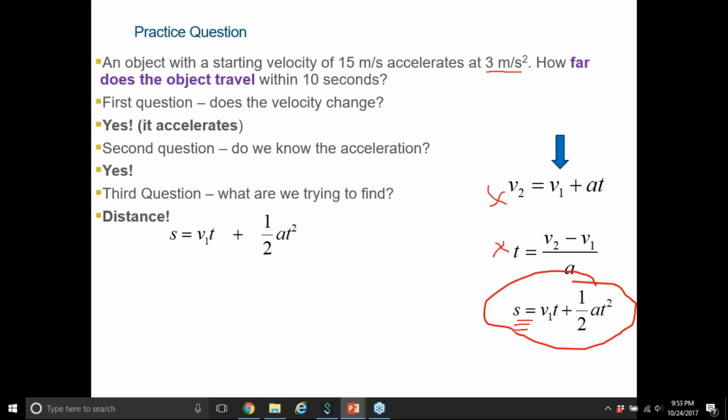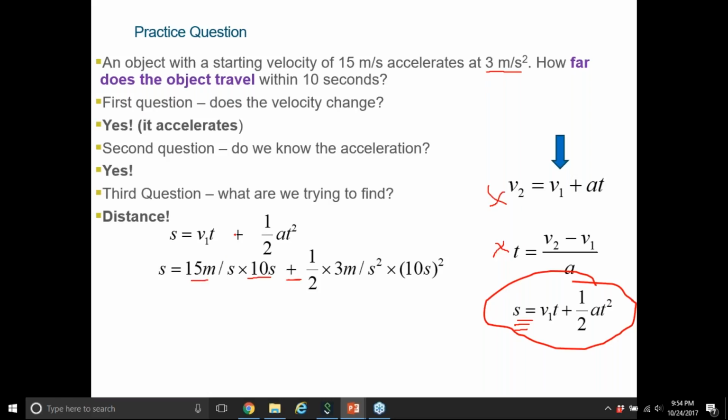Now it kind of looks like a messy formula, so let's look at what we have. We have distance equals starting velocity times time plus 1/2 acceleration times time squared. Okay, so let's start putting our numbers in for that. Our starting velocity was 15, our time is 10 seconds. So we have 15 times 10.